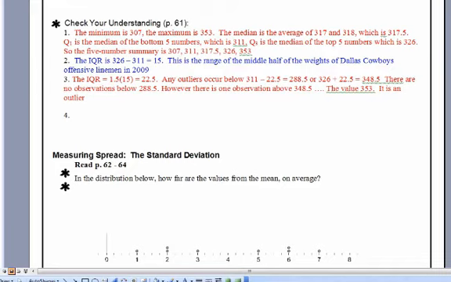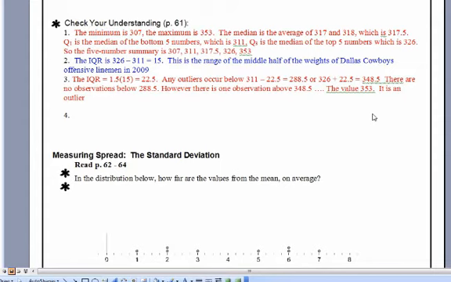Determine whether there are any outliers using the 1.5 times IQR rule. So, 1.5 times 15, which is our IQR, is 22.5. Any outliers would be below 311 minus 22.5, which is 288.5, or above 326 plus 22.5, which is 348.5. There are no observations below 288.5.